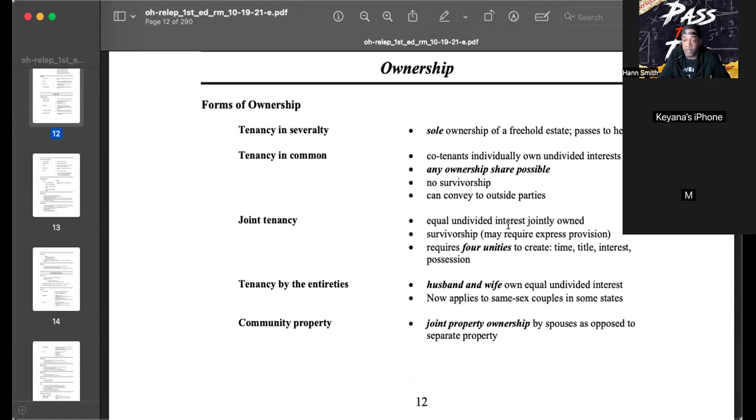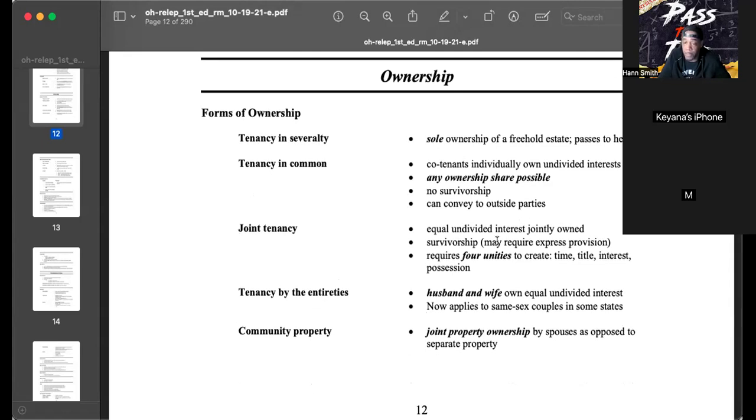Equal undivided interest, jointly owned. Survivorship may require express provision, but the right of survivorship. And then the four unities, but that's probably not going to be part of the question. So we need to pay attention to these two things right here. Equal undivided interest means I own 50%, you own 50%, and it has the right of survivorship.